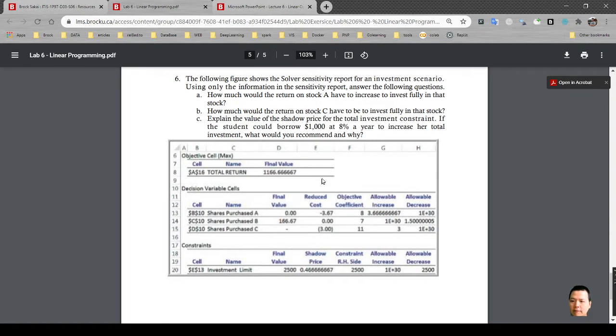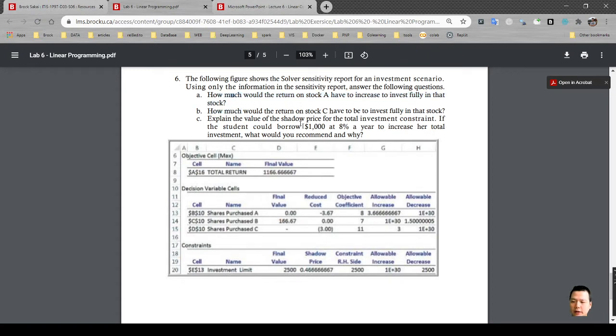And here, if the stock price A, right? It says return on A. If the return on A increases by this amount, we can start to invest, right? Remember that there are two ways, right? One is to reduce your cost, another one is to increase your price. Return is the difference. So the same thing here. Okay, this is question A.